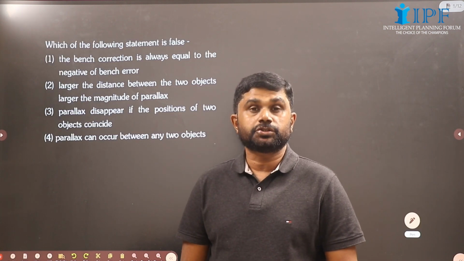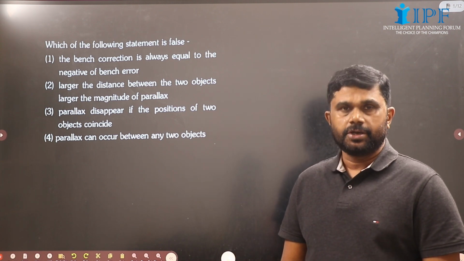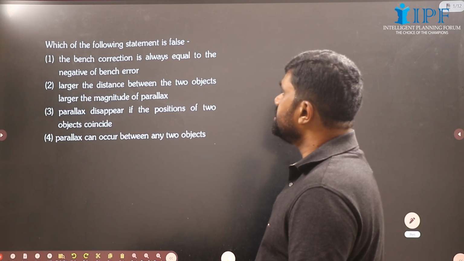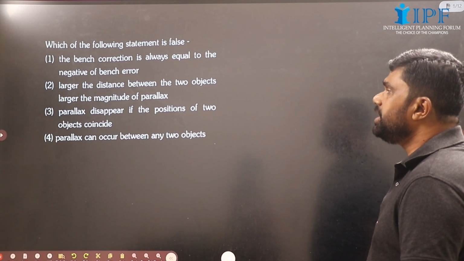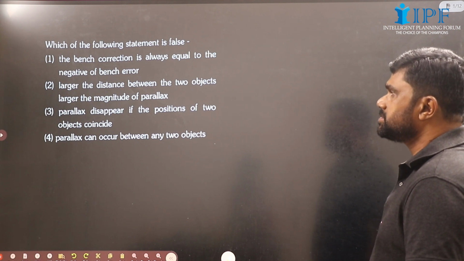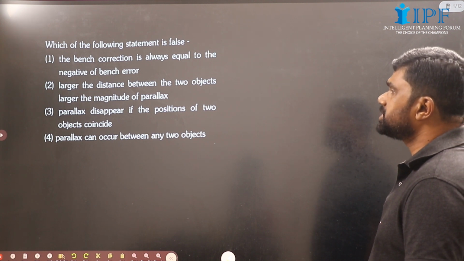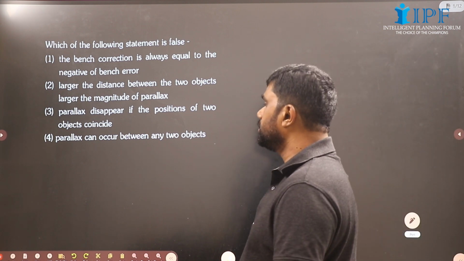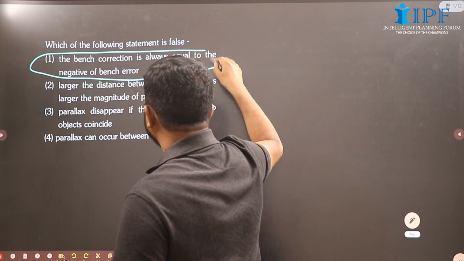Now, focal length of convex mirror, concave mirror and convex lens using parallax methods. Which of the following statements is false? The bench correction is always equal to the negative of bench error. That itself is wrong. Larger the distance between two objects, larger the magnitude of parallax. Parallax disappears if the positions of the two objects coincide. Parallax can occur between any two objects. So the only wrong statement is the first one.